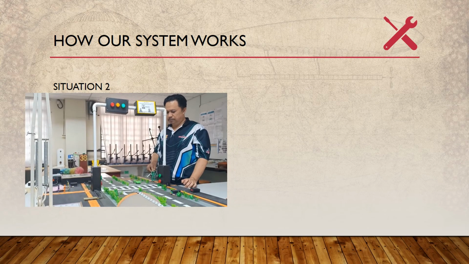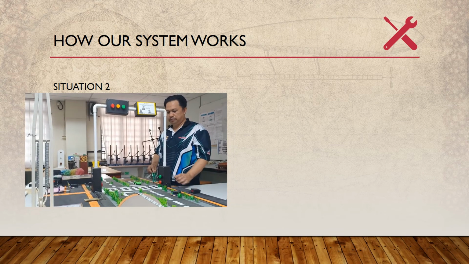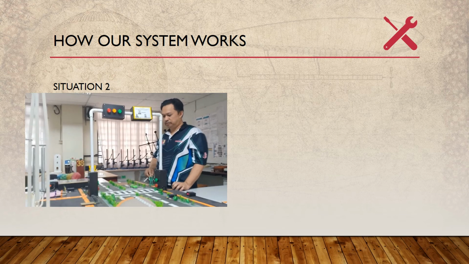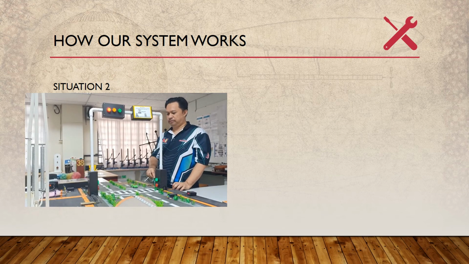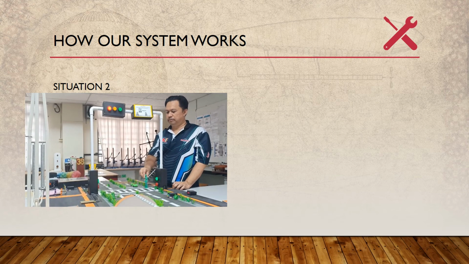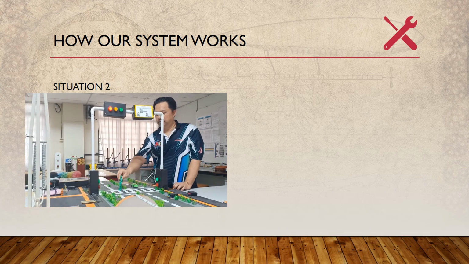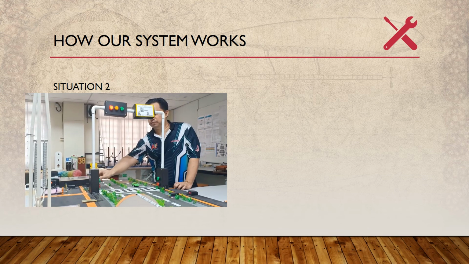Situation 2, the disabled person will step on the step sensor. D1 will blink green for 5 seconds, D2 yellow for 1 second, and D3 red to alert the drivers. The pedestrian is able to cross the road.